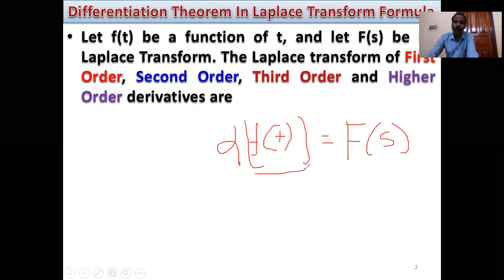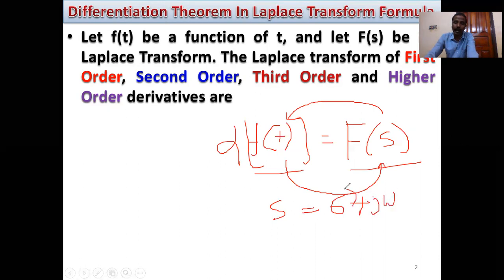This is the time domain function and this is the frequency domain function. So this is the conversion from time domain to frequency domain. In inverse Laplace transform, we go from frequency domain to time domain function. And s is equal to sigma plus j omega, where sigma equals the real part of s and omega equals the imaginary part of s. The unit of sigma is Newton and the unit of omega is rad per second.